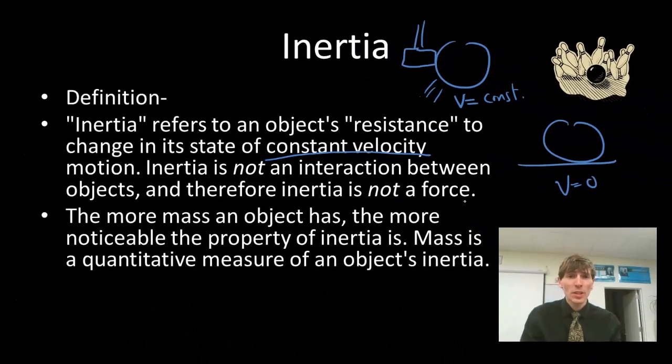The other thing about inertia is the more mass an object has, just like with the bowling ball, if you were beating around basketballs, that whole bowling ball lab would be very different. Because the more mass that your object has, the more noticeable that property of inertia is. So we can say that mass is actually a way to quantify how much inertia an object has.